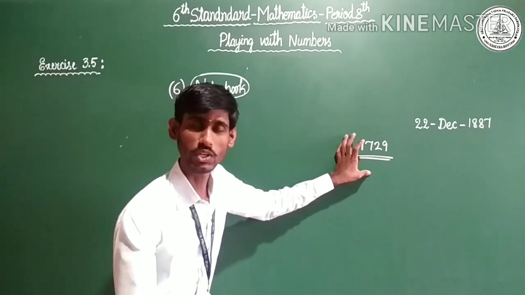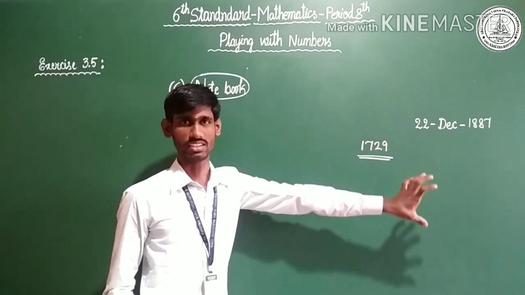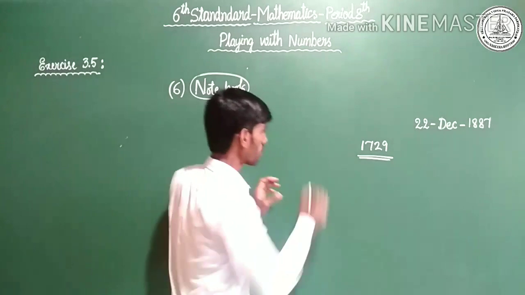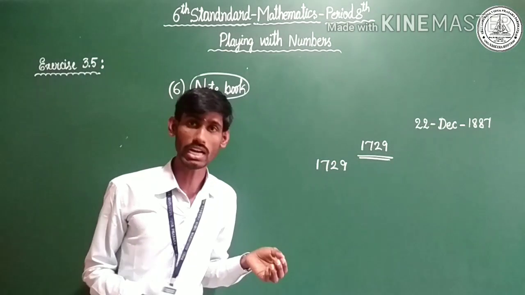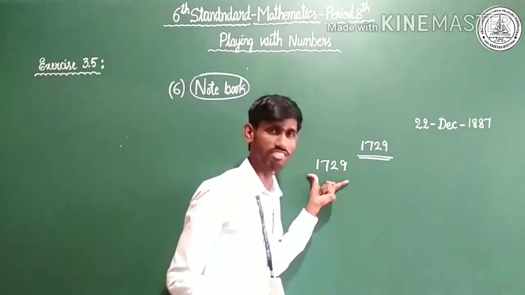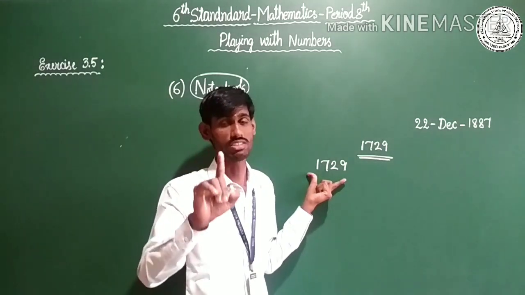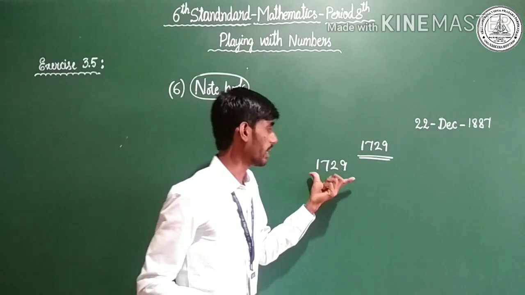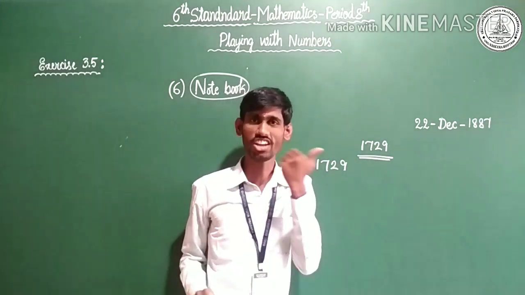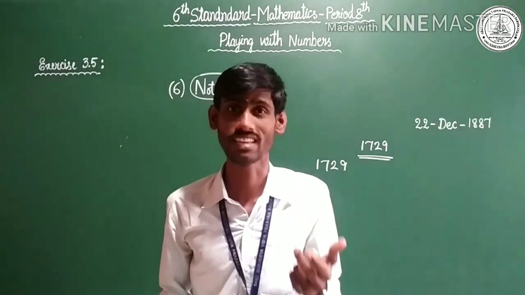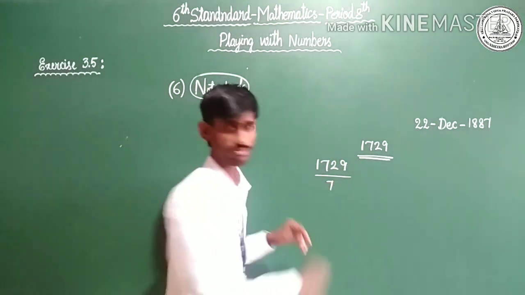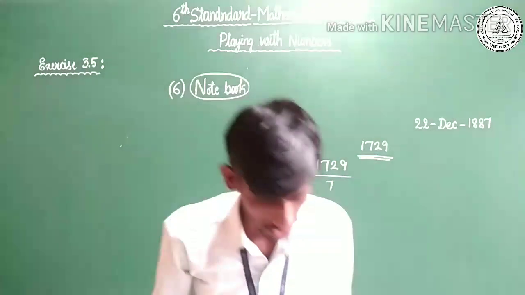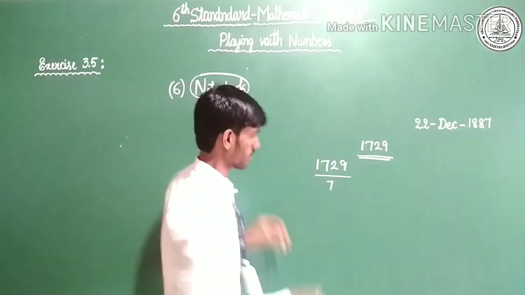Given number, we need to represent it in prime factors. Dear children, 1729 can be divided by 7. It is not divided by 2, not by 3, not by 6. You know the divisibility rules, isn't it? It can be divided by 7. Only 7. Okay, let us divide.